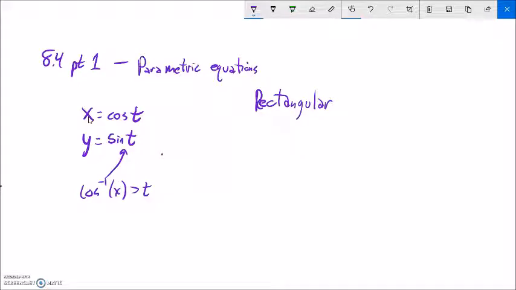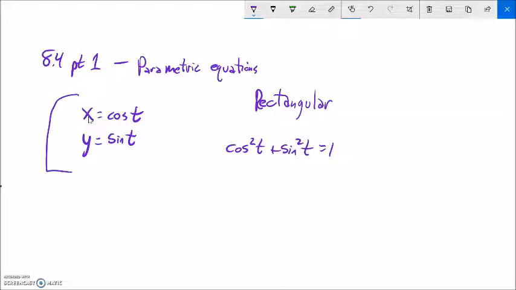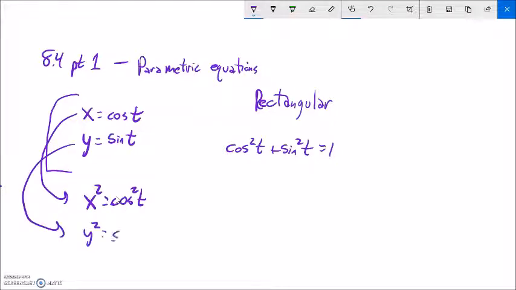So when we have sine and cosine in our parametric equations, we're going to take advantage of a relationship that we know. And that relationship is that cosine squared plus sine squared is 1. So what we can do is manipulate both of these so that what's over here is a cosine squared and what's over here is a sine squared. In this case, it's pretty straightforward. I can just square both sides. So in this equation, if I square both sides, I get cosine squared is equal to x squared. And here, if I square both sides, y squared is sine squared.